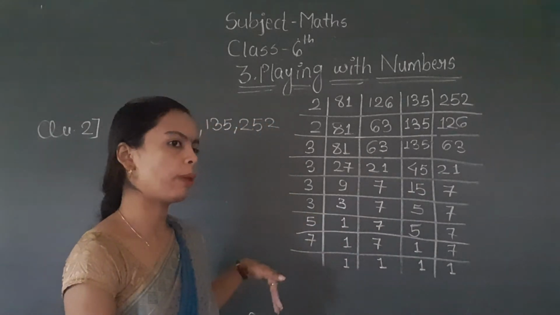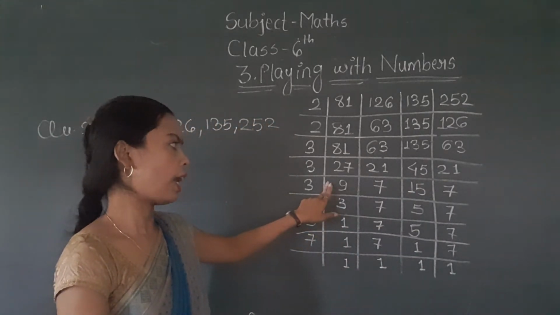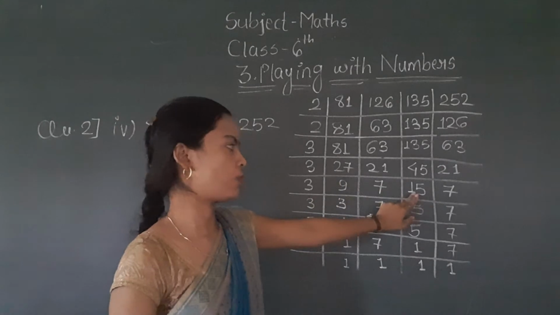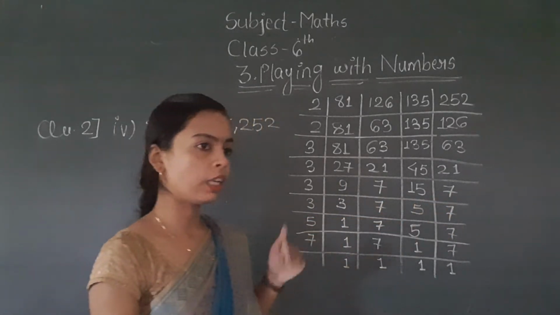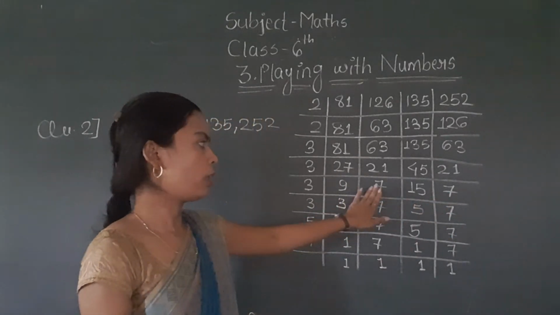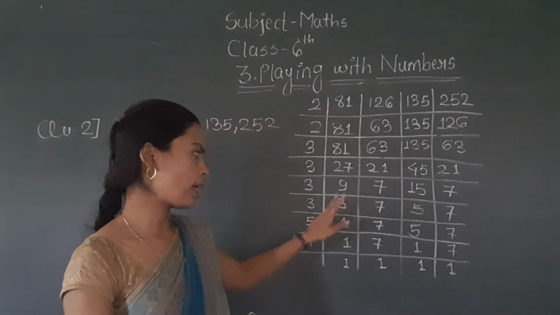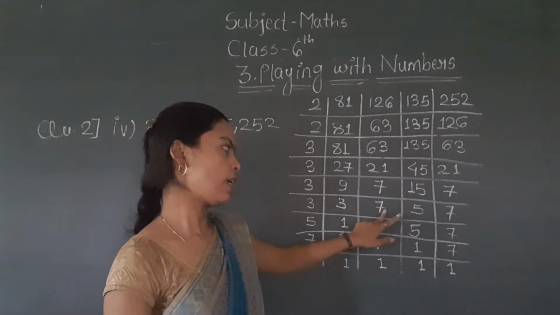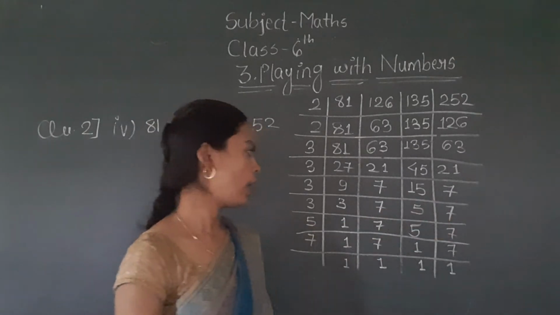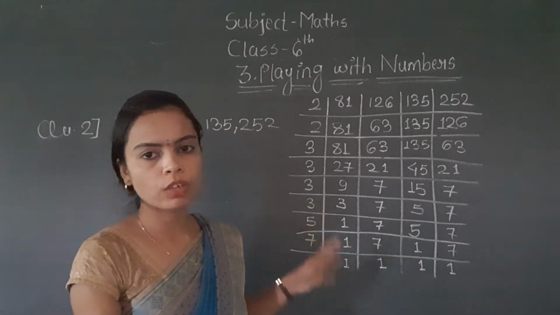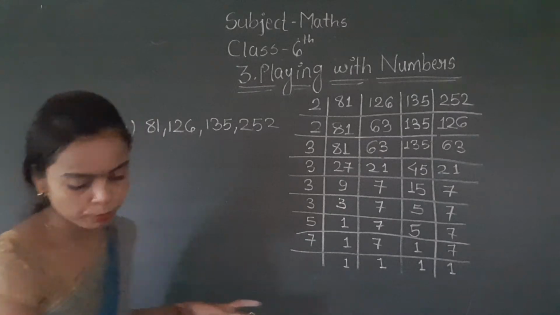Again divided it by 3, answer is 9, 7, 15 and 7. Again divided it by 3, but when you are dividing, 7 is not divisible by 3, so our answer is 3 here, 7 as it is, 5 here and 7 as it is. Okay, so in this way you have to carry it out.